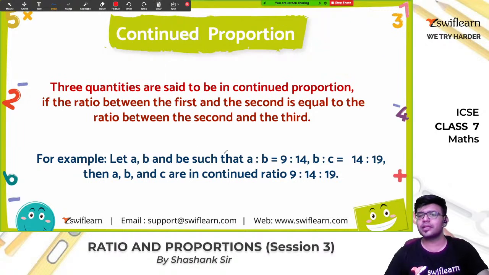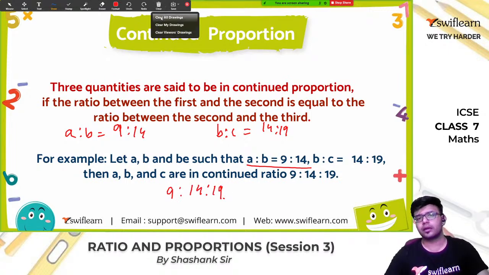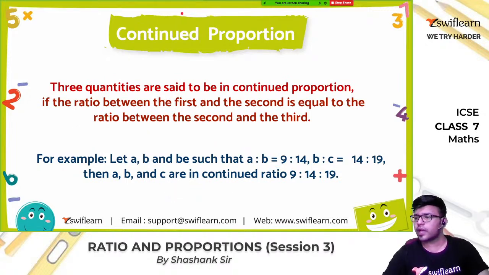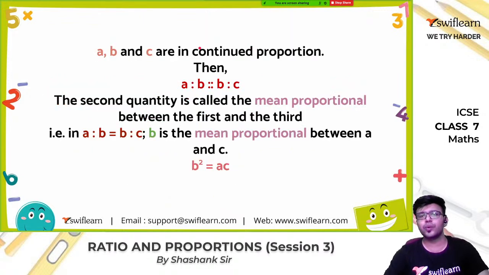Okay, for example, देखो यहाँ पे A by B is 9 is to 14. They have given A is to B is equal to 9 is to 14, and B is to C is what? Is equal to 14 is to 19. If they are in continued proportion, what we can write? We can write it as 9 is to 14 is to 19.